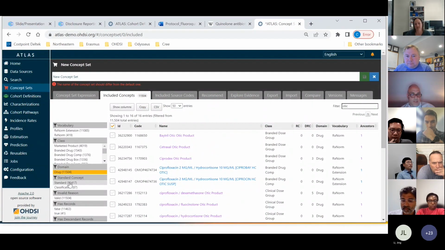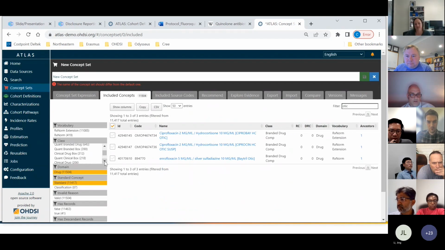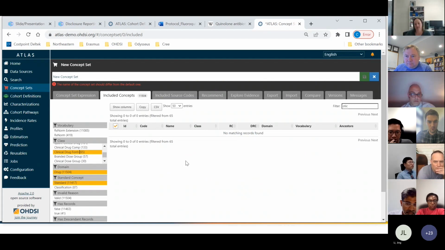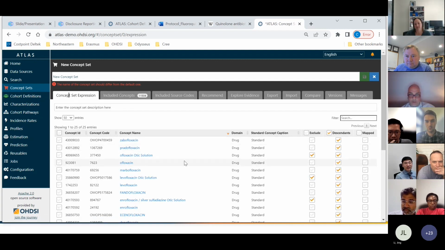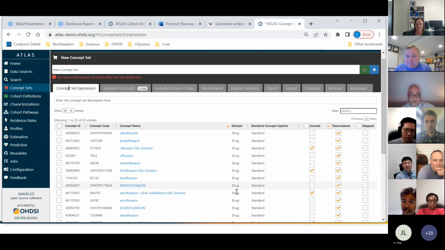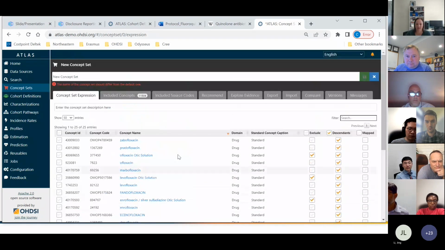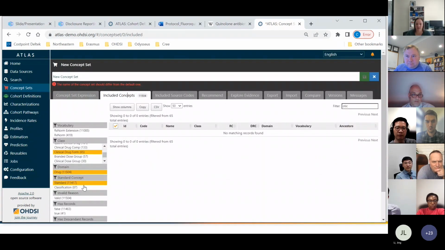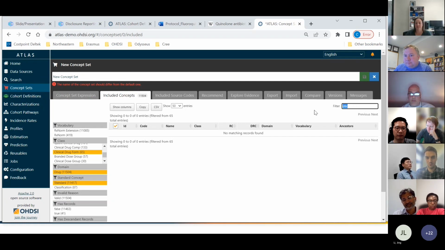Drug standard clinical drug form. Okay, now I screwed it up. I have no clinical drug forms left. That was a good one. So I excluded the otics. It looks all good. What's wrong with this thing? Clinical drug form. You've got the filter on otic, so now you want to change it to a different filter. Oh, of course. So let's see whether I have other ones.